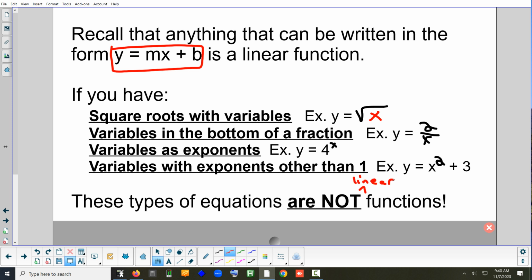So any of these situations are not linear. I forgot the word linear. I don't think I printed that on the notes either. So you know what? Just put it all on the blanks. Just squeeze in: these types of equations are not linear functions.